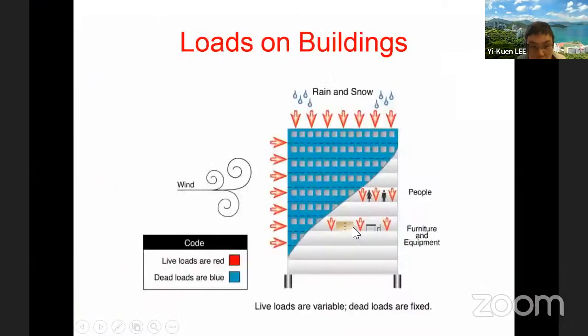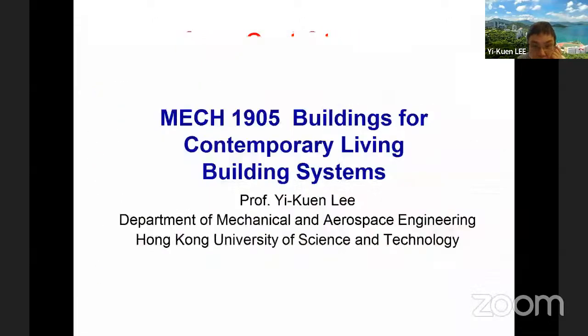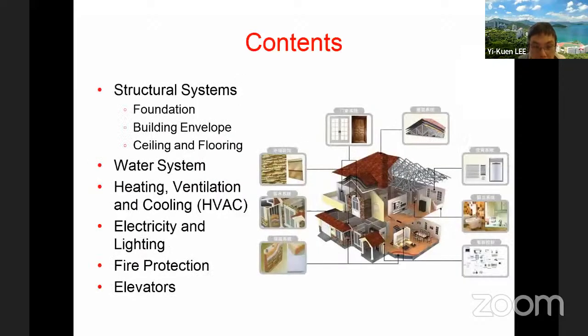Anyway, let me quickly go through what we have learned last time. Basically, we are talking about this new chapter about the building system. The building system, of course, consists of multiple subsystems, including mechanical, you need a mechanical structure, right? And water system, HVAC, heating, ventilation, and cooling, electricity, lighting, fire protection, and elevator.